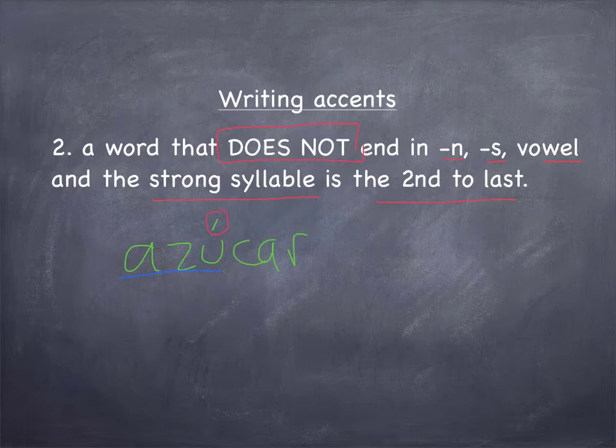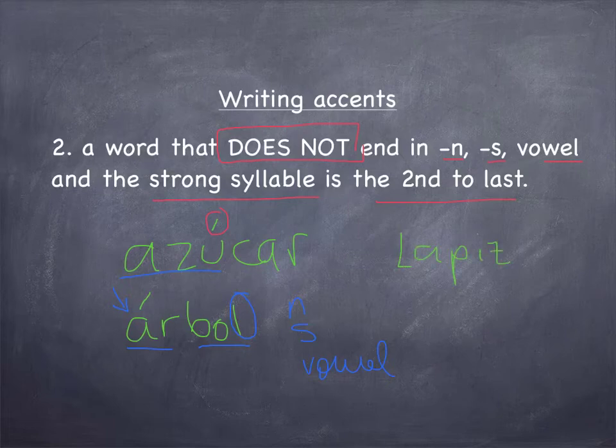Our next example is, for instance, the word árbol. Same thing. Árbol ends in L, then the strong syllable is the second to last, but because this letter is not N, S, or vowel, then you mark an accent, árbol. And one more example, lápiz.